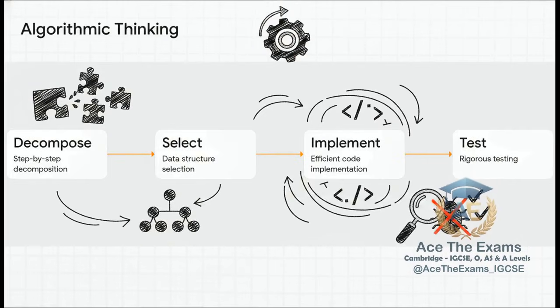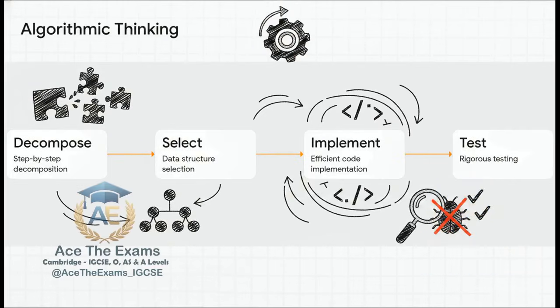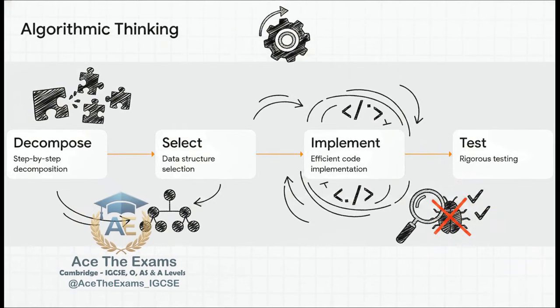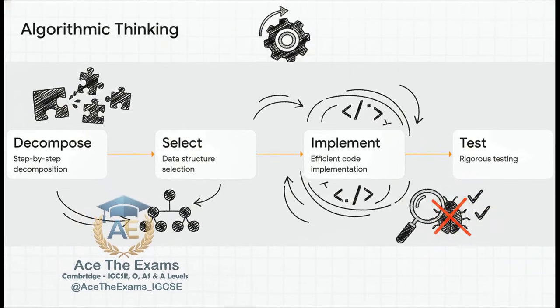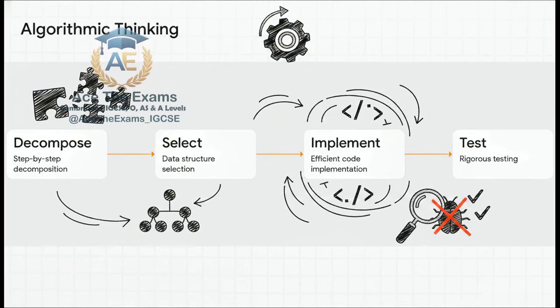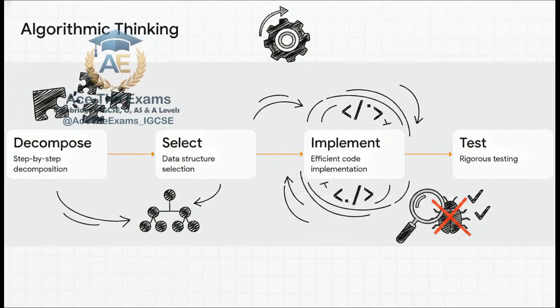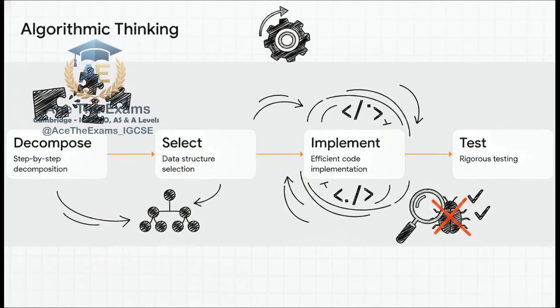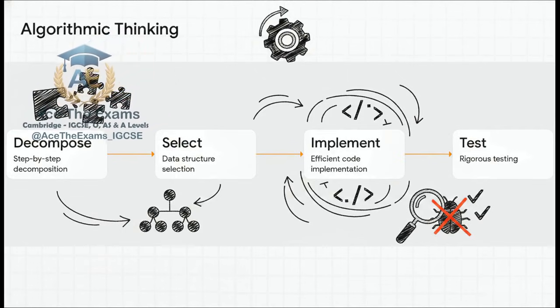Because the IAS often requires algorithmic thinking, you really have to use strong action verbs in your answers: perform step-by-step decomposition, show your appropriate data structure selection, demonstrate efficient code implementation, and wrap it up with rigorous testing. By doing this, you're actively proving you meet those assessment objectives instead of just passively reciting memorized facts.